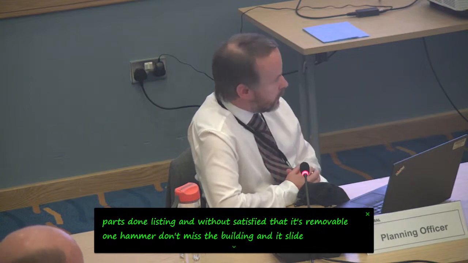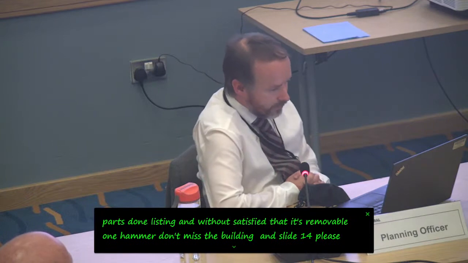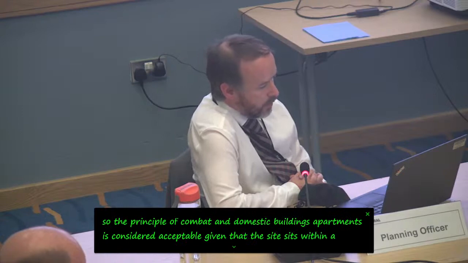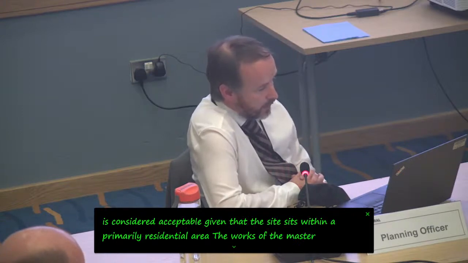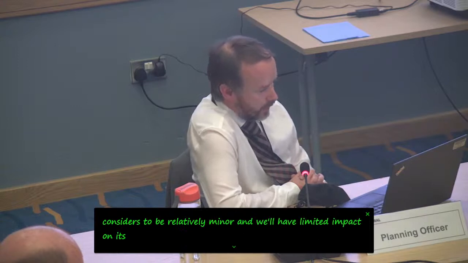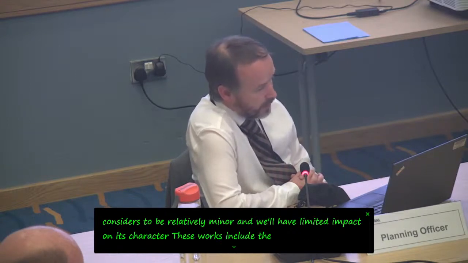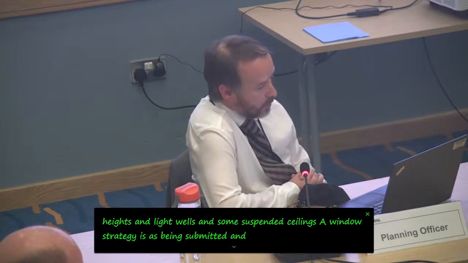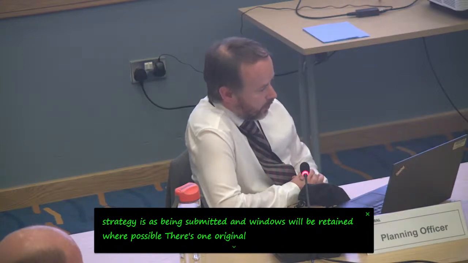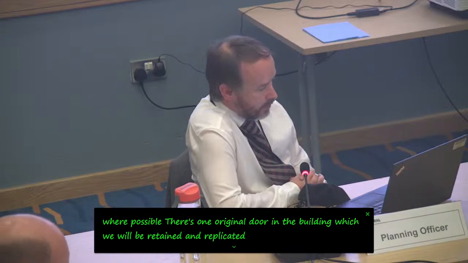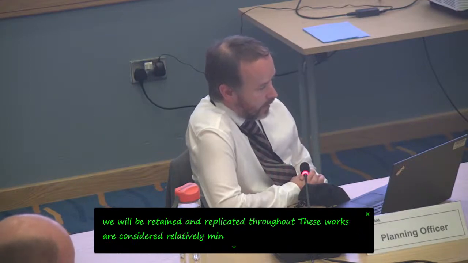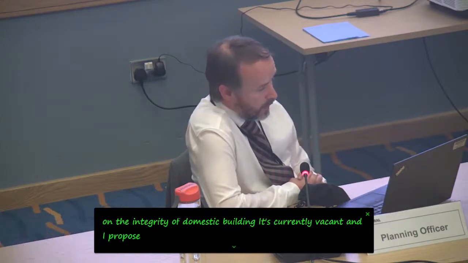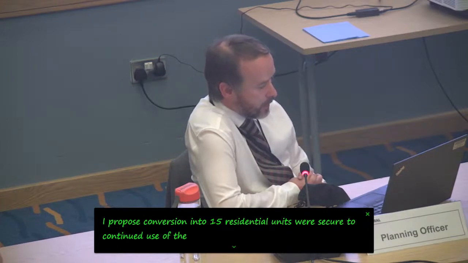Slide 14, please. So the principle of converting the listed building into apartments is considered acceptable, given that the site sits within a primarily residential area. The works to the listed building are considered to be relatively minor and will have limited impact on its character. These works include the addition of roof lights and light wells and some suspended ceilings. A window strategy has been submitted and windows will be retained where possible. There's one original door in the building which will be retained and replicated throughout. These works are considered relatively minor and will have limited impact on the integrity of the listed building. It's currently vacant, and a proposed conversion into 15 residential units will secure the continued use of the building, which is welcomed.